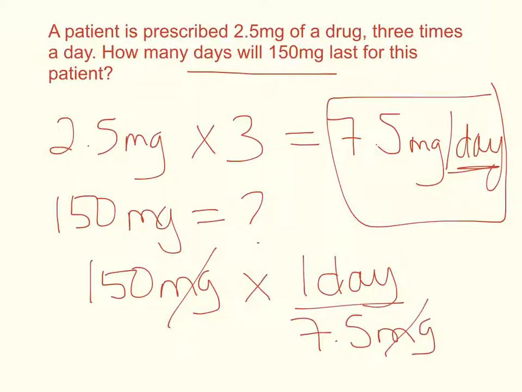If you went about solving this problem a different way, but you still got the right answer, that is fantastic. I am just showing you a different approach, okay? So essentially what we're doing is taking 150 milligrams and dividing it by 7.5. So when we do this, we actually get 20 as our answer, and the answer is 20 days. So if this person was prescribed 2.5 milligrams 3 times a day, they would have a 20-day supply if they were given 150 milligrams.